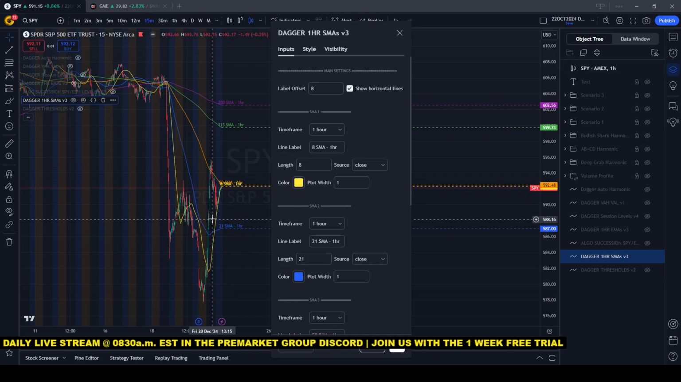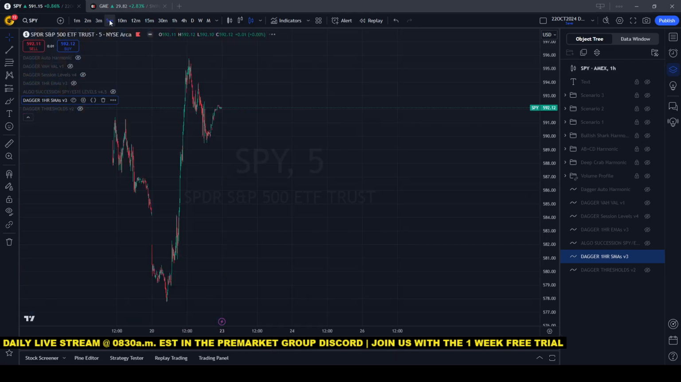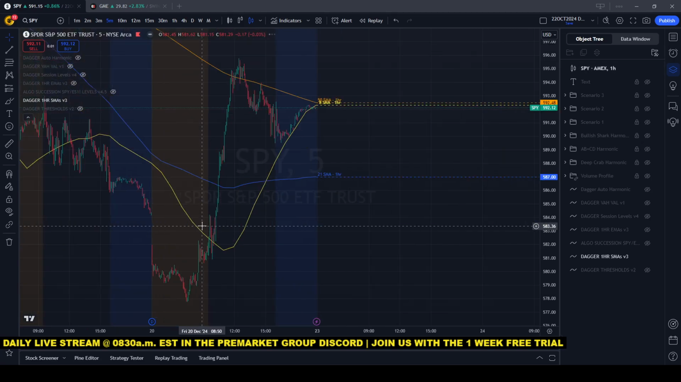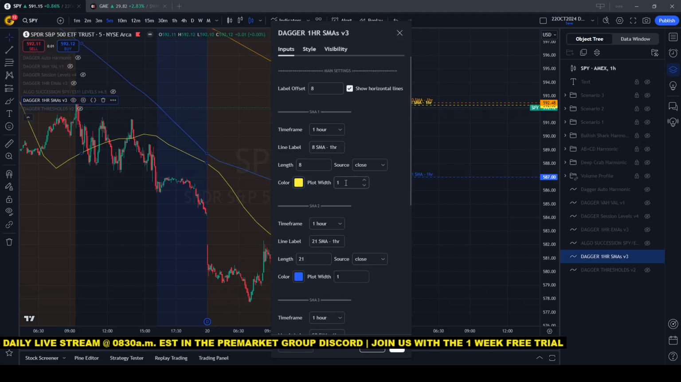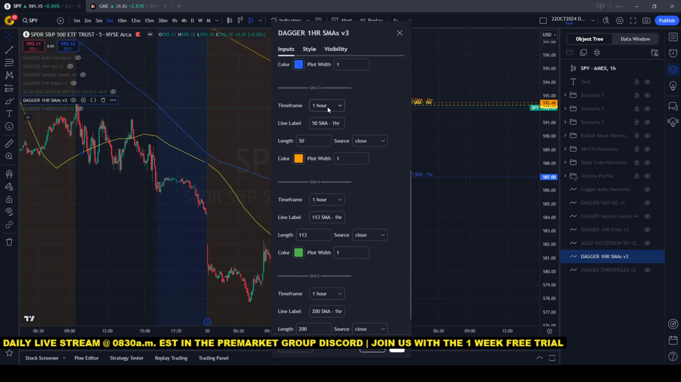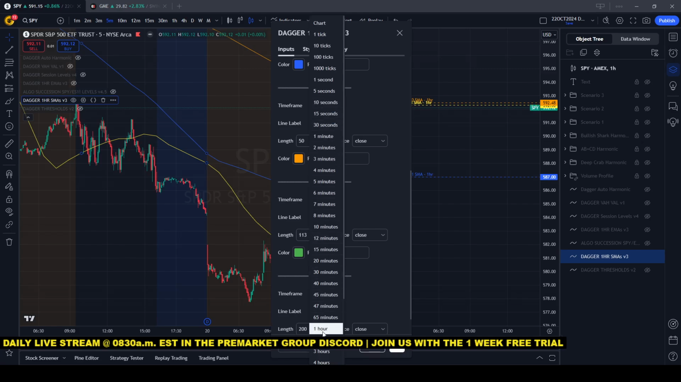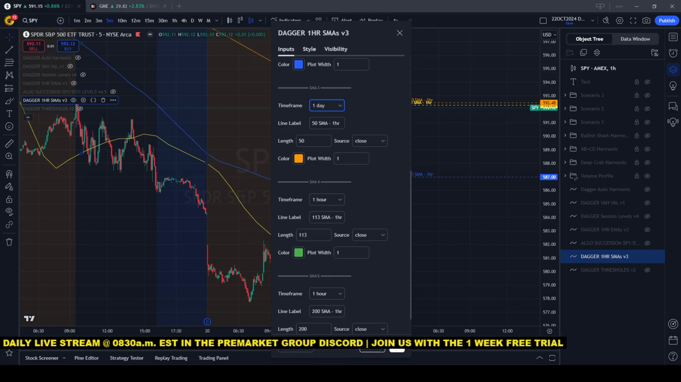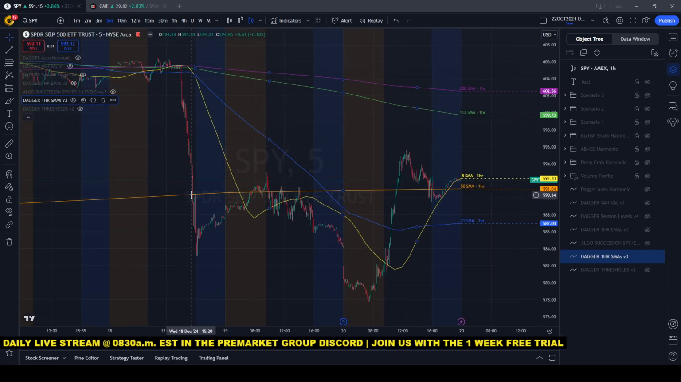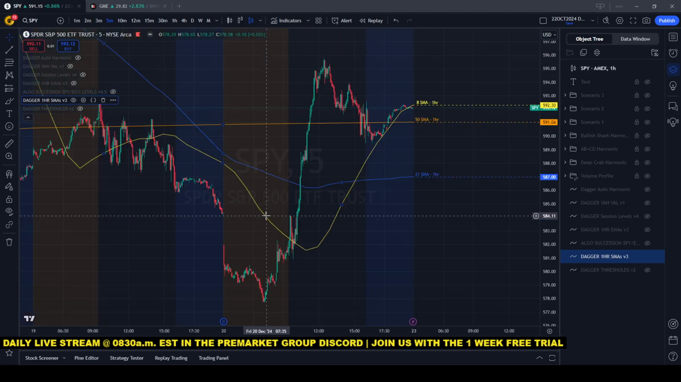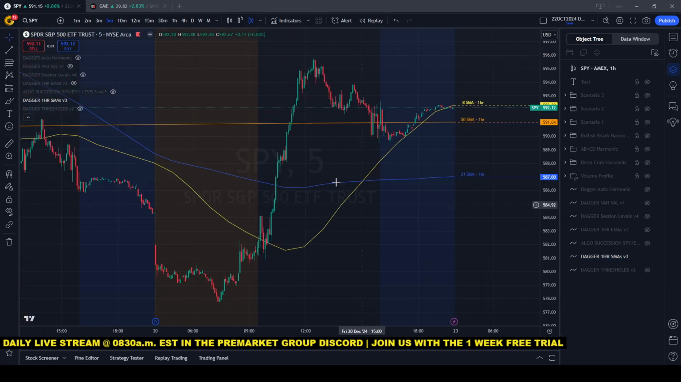So if you look at, let's go to the 5-minute here, and if you look at this orange one, this is my 50 SMA. So if I wanted to change that 50 SMA down here to, let's do the daily 50 SMA, look where that just moved, right there. Okay, so notice I'm trading on a 5-minute chart, and it's pulling up the daily 50 SMA right here.